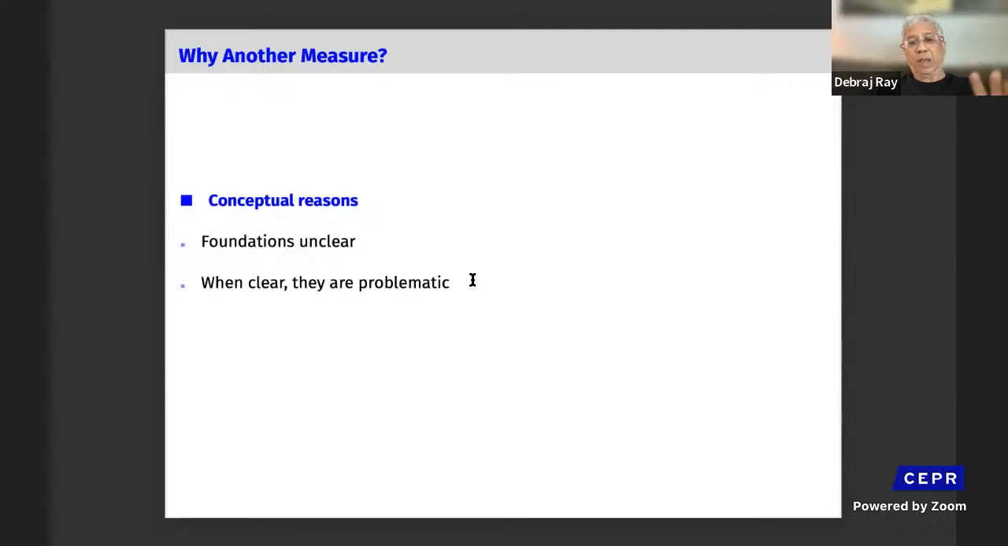Now, as soon as we peeked onto that shelf, we realized that we just didn't know which measure to use. I'm not a big fan, and nor is Garance, of taking a measure off the shelf and just using it. We want to make sure that the conceptual foundations are clear for us. So we wanted to start from scratch and develop a measure of mobility for both conceptual and practical reasons. The conceptual reason was that for this very large variety of measures, the foundations are unclear. When clear, they're problematic, and I'll make this more transparent later on.